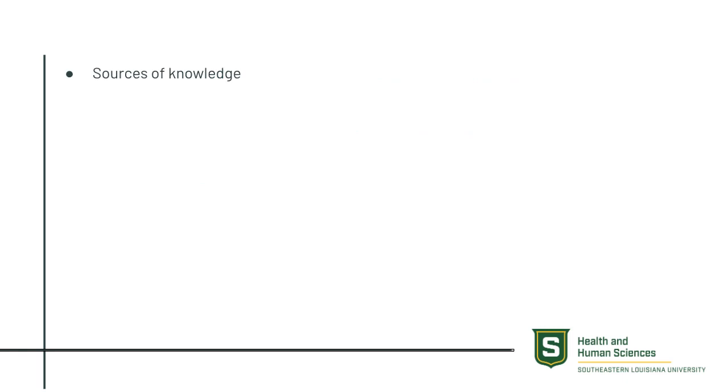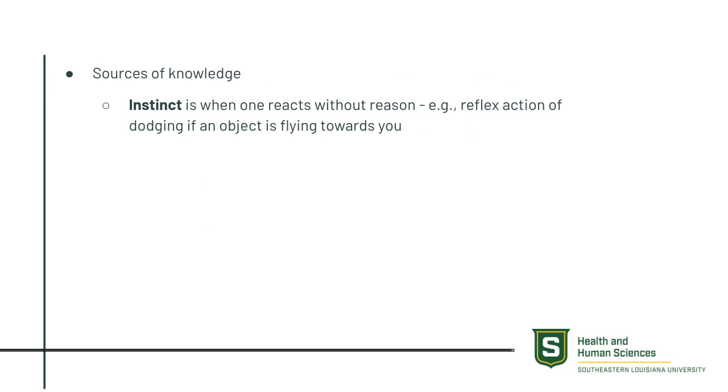So there have been other theories or other ways of understanding where the sources of knowledge come from. We have instincts, and instincts is basically trying to look at how one reacts without reason. An example would be the reflex action of dodging. If an object is flying towards you, or you think an object is flying towards you, sometimes it may not be happening, but you have that reflex action that just kind of kicks into gear.